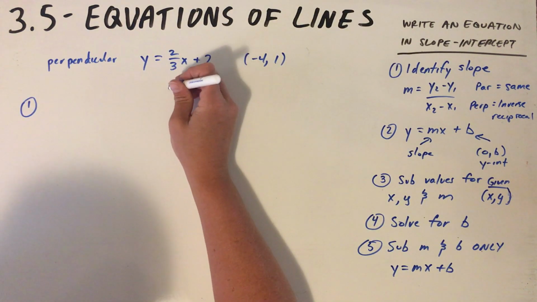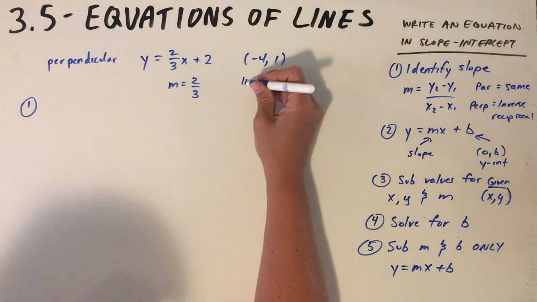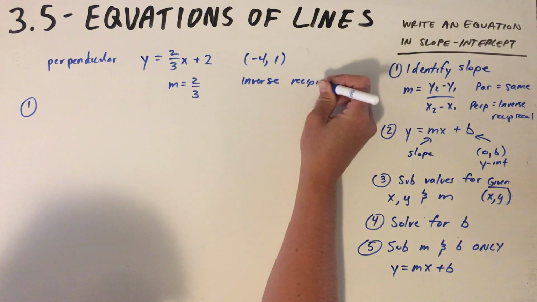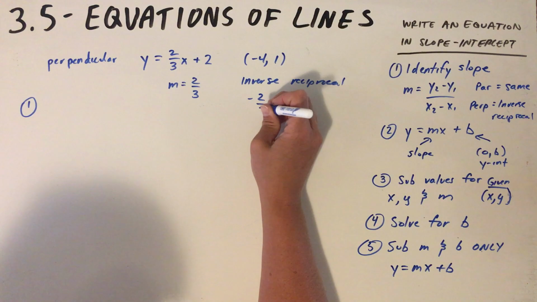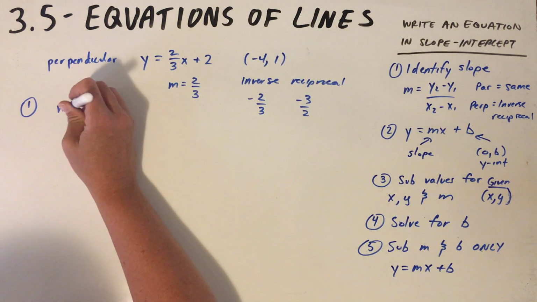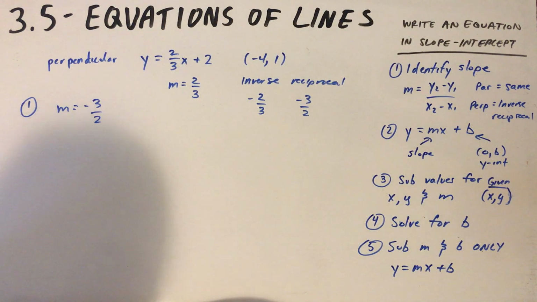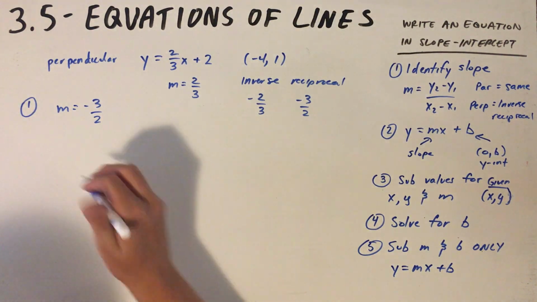The slope of this line that I was given is 2/3. But remember that perpendicular lines have inverse reciprocal slopes. The inverse of 2/3 is -2/3, and the reciprocal of that is -3/2. So the slope of the line I'm looking for is -3/2. Again, I just have to know that they're inverse reciprocal and what that means.